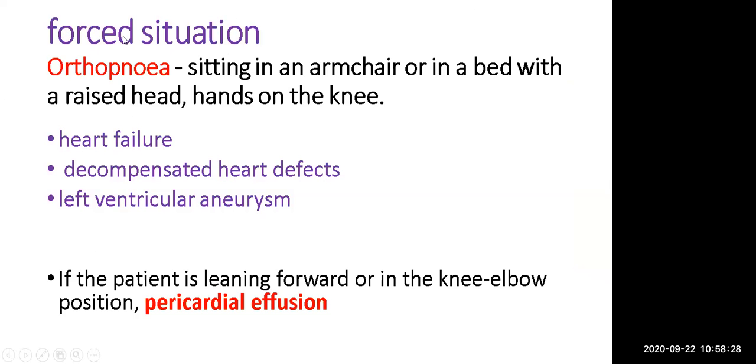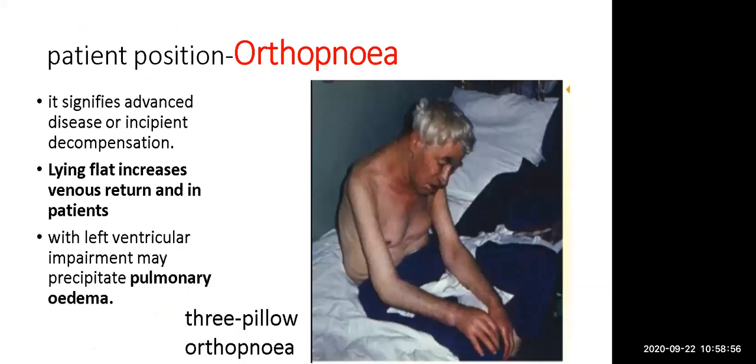This is the fourth situation. What does it mean? The patient can stay in these situations the whole 24 hours, the whole week, like this. So these are the four situations: sitting in an armchair or in a bed with a raised head, hands on the knee. On the knee. Look at this. Here is the man, how he's sitting. His knees and hands go down.